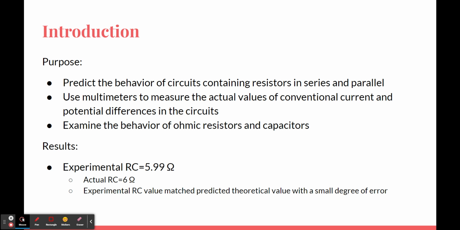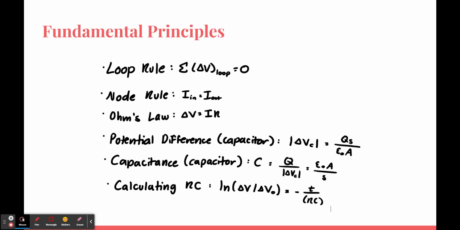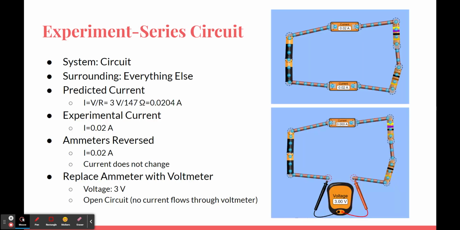As a preview of the result, the experimental RC is 5.99 ohms, which is really close to the actual RC, given a small degree of error. Some fundamental principles are the loop rule, where the total potential differences in the loop must equal 0, the node rule, and Ohm's law. You also have the potential difference of the capacitor and the capacitance of the capacitor. This is how we're going to calculate RC, which you'll see in a graph later in the slideshow.